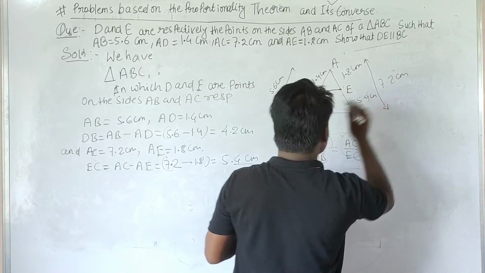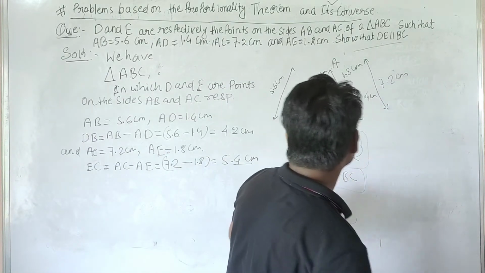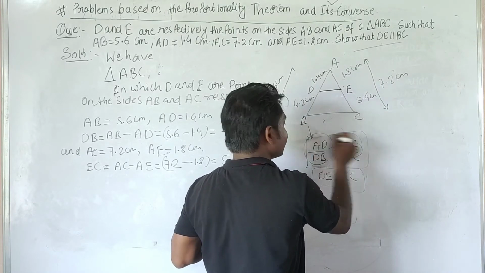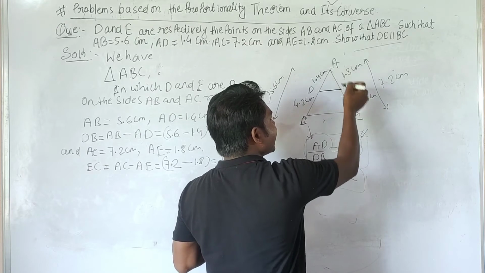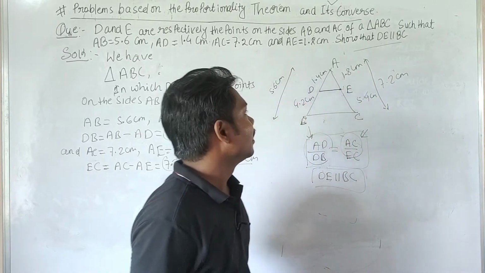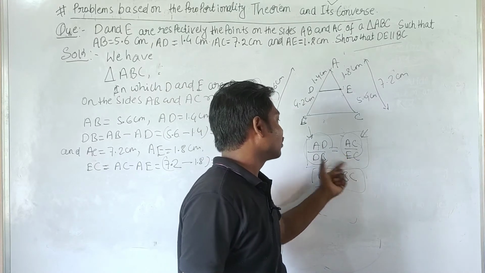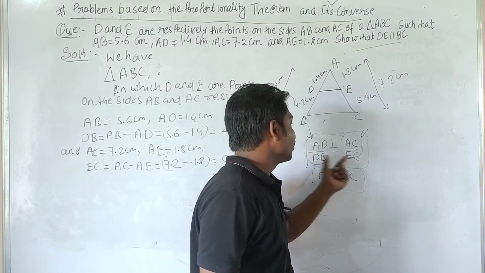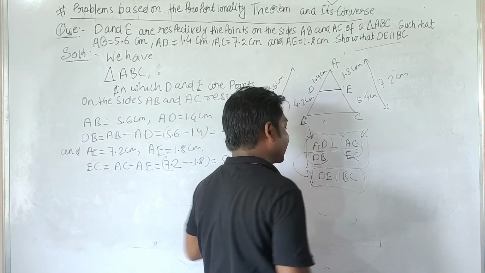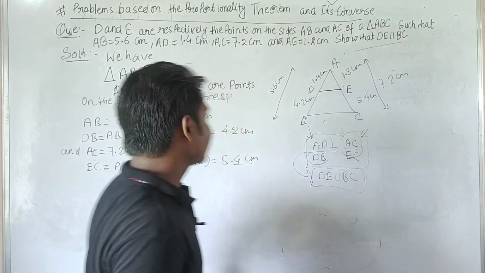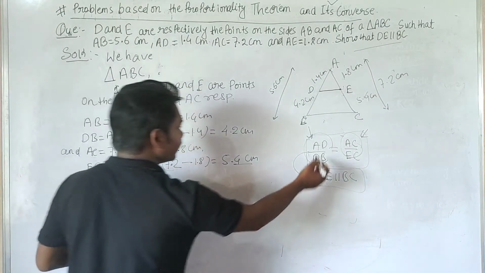Now we just need to find the ratios AD by DB and AE by EC, and check whether these ratios are equal or not. If the ratios are equal, then we can say DE is parallel to BC. So this is the question, very simple. First we will find this ratio.